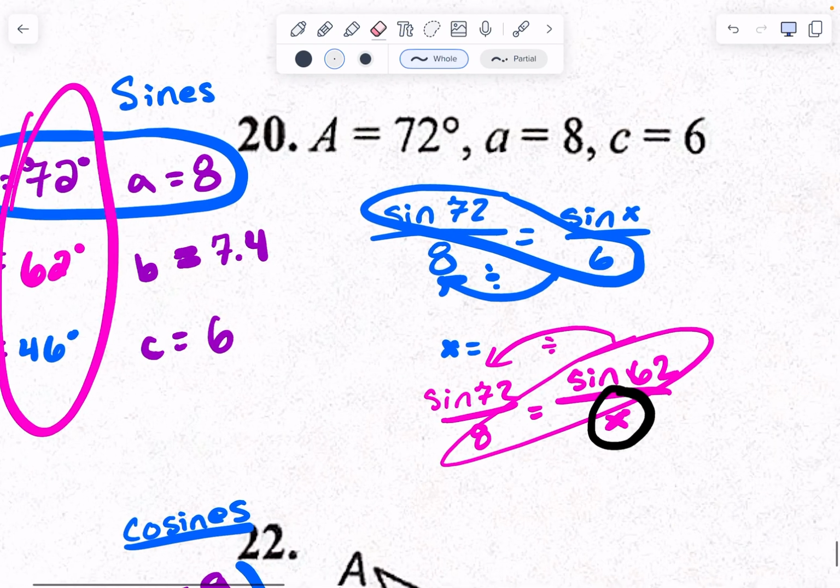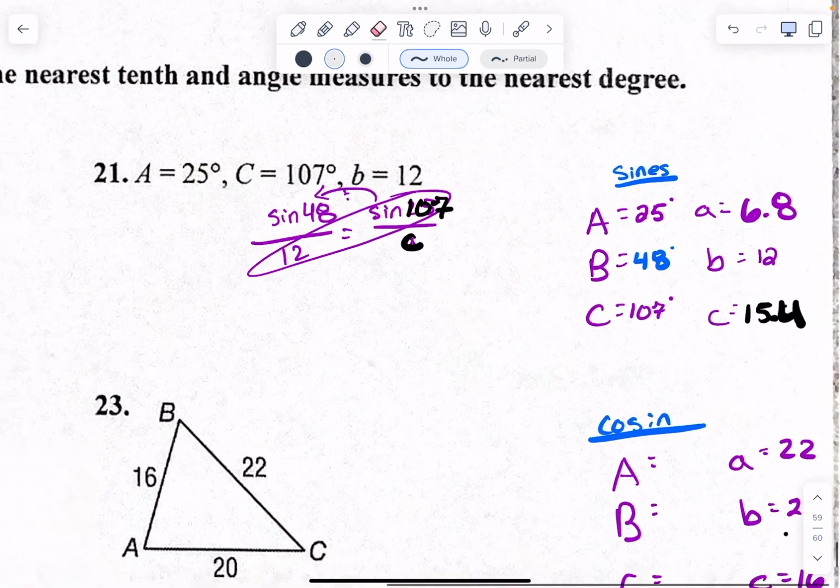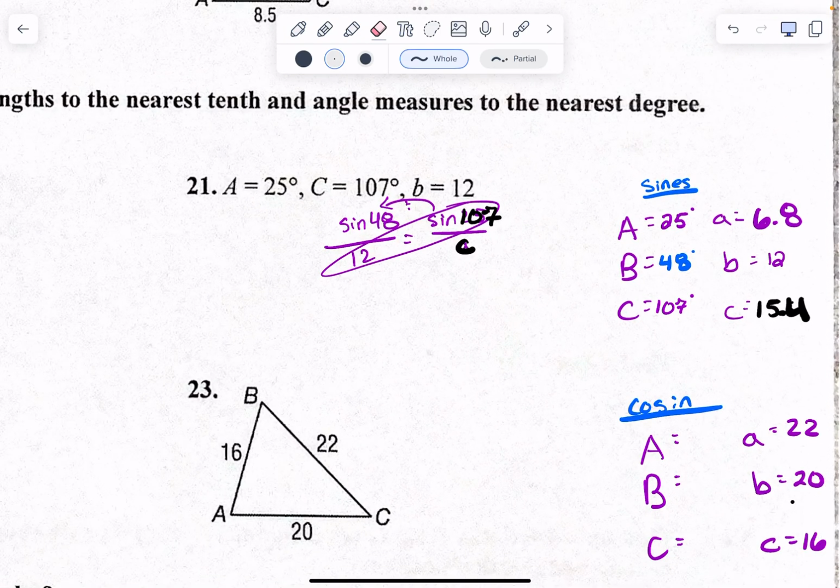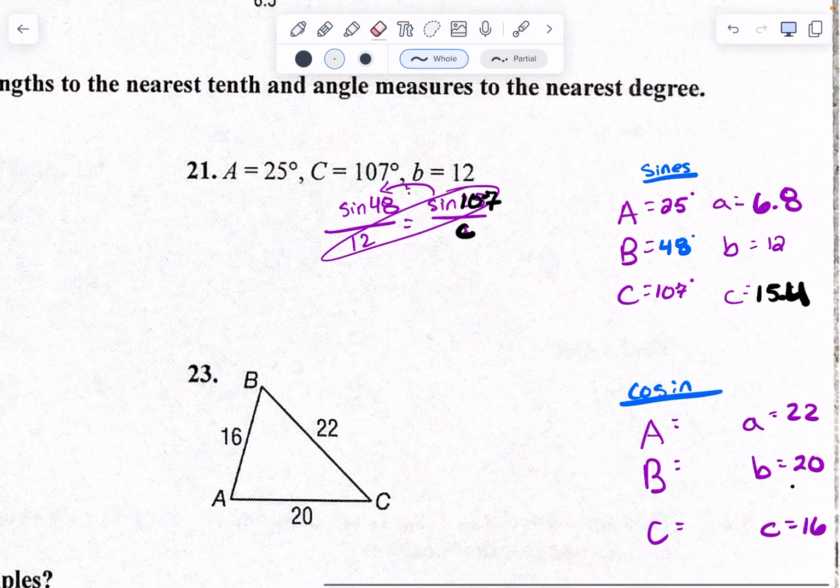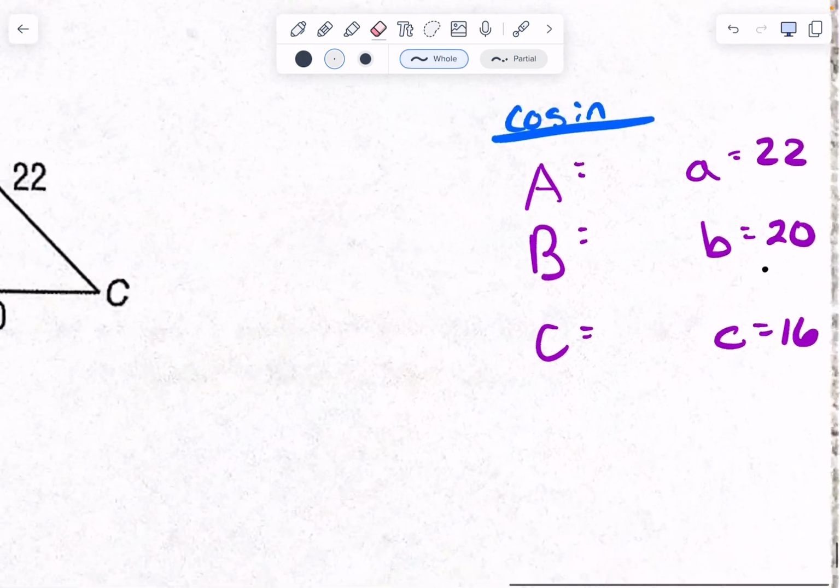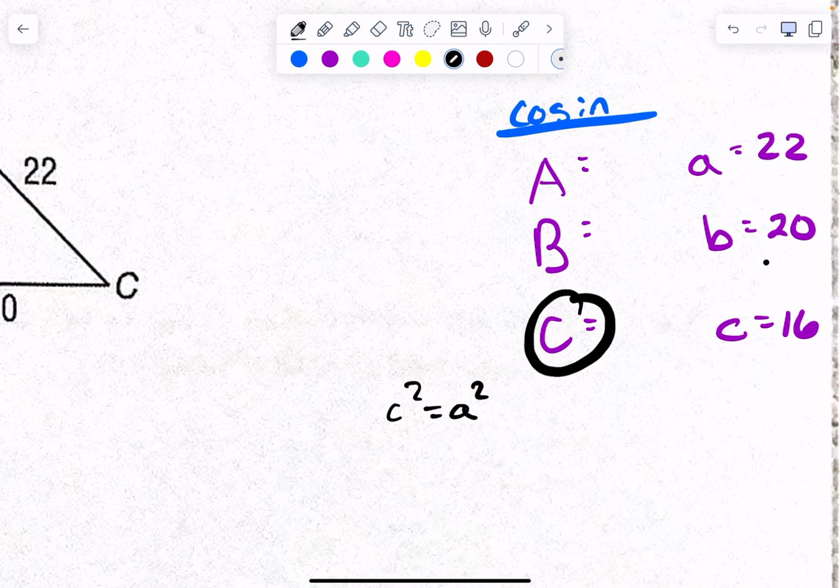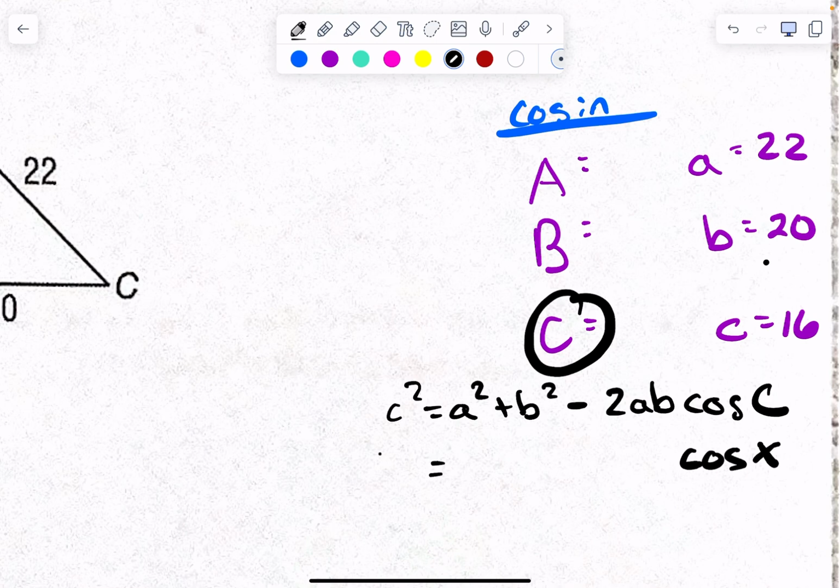Okay, 23. Do you want to solve for ABC first? C. C just makes the formula go right. Okay, so C squared equals A squared plus, you don't have to write this down because you already have this, AB cosine capital C. Okay, so capital C is going to be like my X. Lowercase c has to be 16.